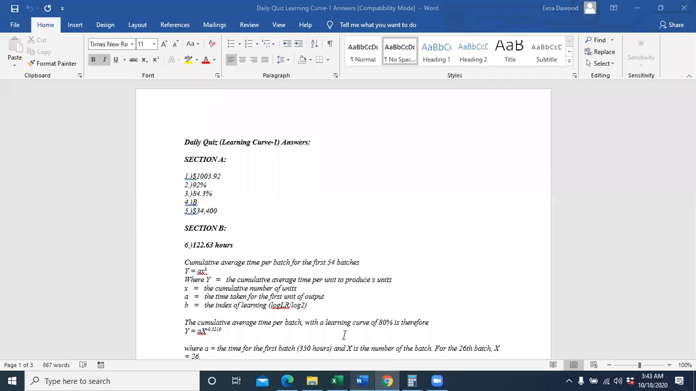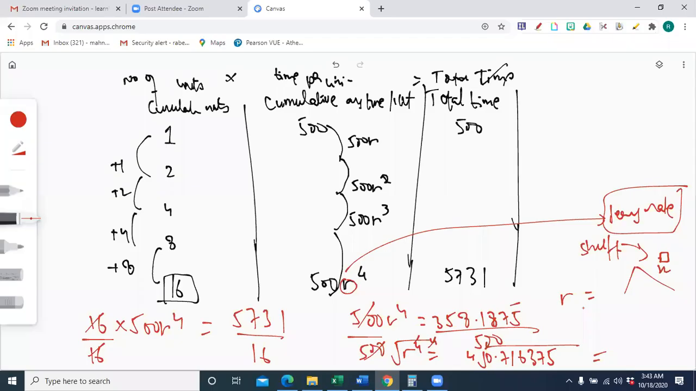So what is the answer? If I solve this, the answer is 92%.